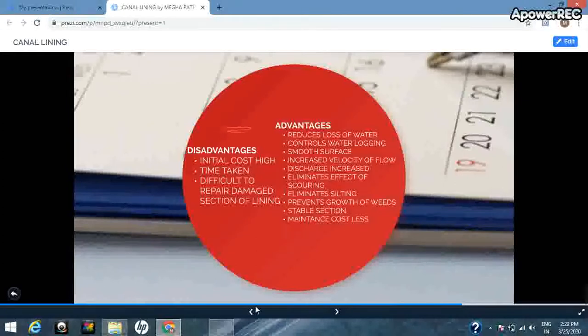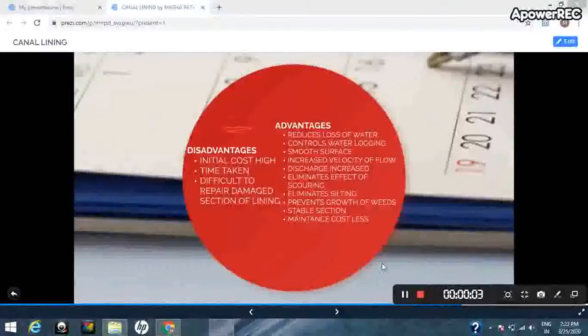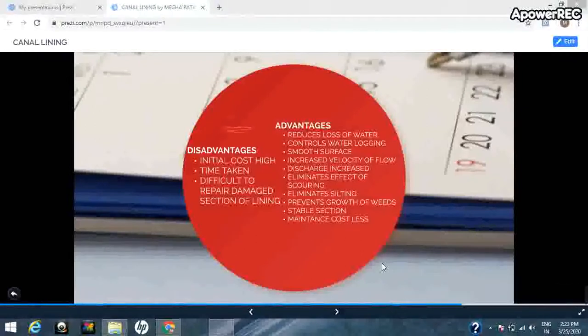Next, it would eliminate the effect of scouring. Scouring means washing away of soil particles from the canal bed. If the canal bed is not lined, the material of the soil would get washed away and transported from one point to another point. It also eliminates silting, it also prevents growth of weeds, and it also provides a stable section. Stable section means that by lining, your canal has a certain shape and certain size. Due to the above: seepage loss is reduced, discharge is increased, and growth of weeds is prevented, and therefore that would result in less maintenance cost.